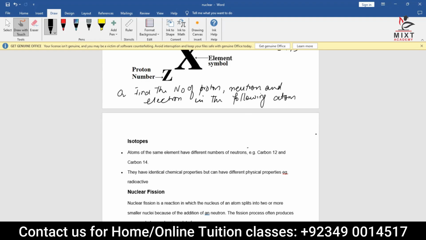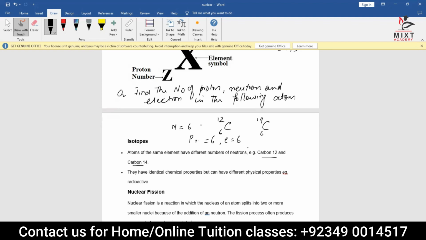Now, example is this. This is carbon 12 and carbon 14. Carbon's proton number or atomic number is technically 6. And mass number is technically 12. But you could have 6 and 14 as well. Now, in that case, your proton number or your Z will be 6 actually. And your electrons will be 6 as well, while your neutron will be equal to 6 as well.